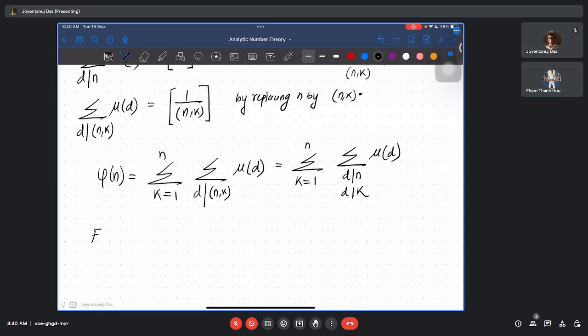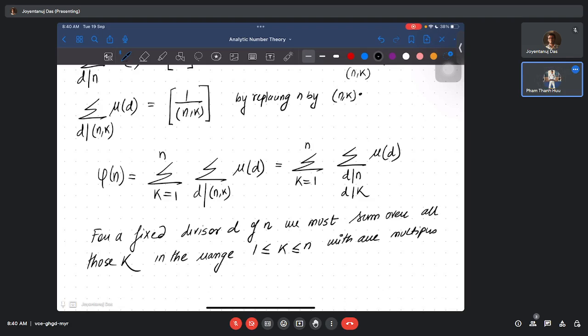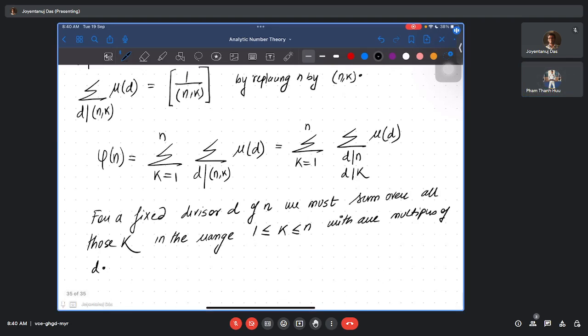For a fixed divisor d of n, we must sum over all those k in the range 1 to n which are multiples of d. That is what we are doing. If I choose a fixed divisor d, that is d divides n, then we sum over all those k that are multiples of d, because I have these two conditions: d divides n, d also divides k, and k is running from 1 to n.